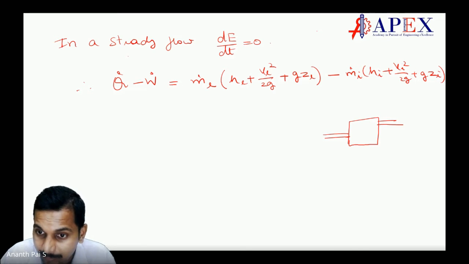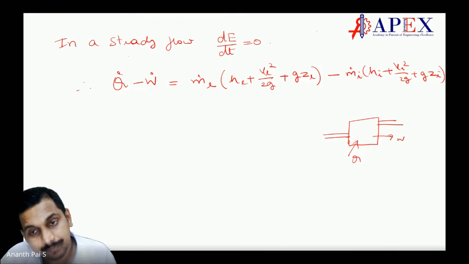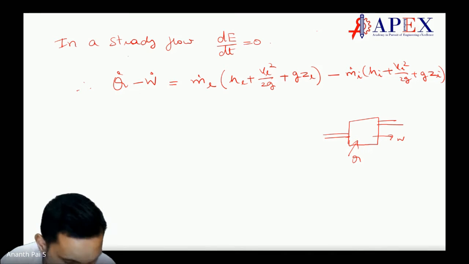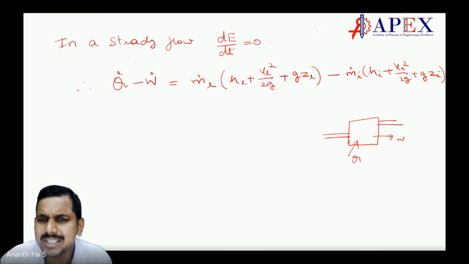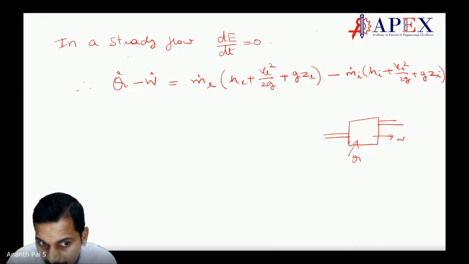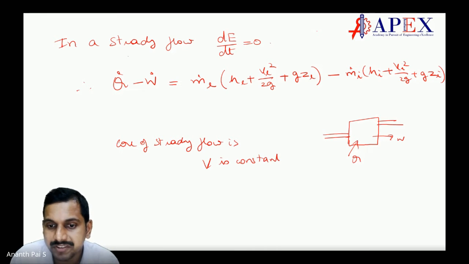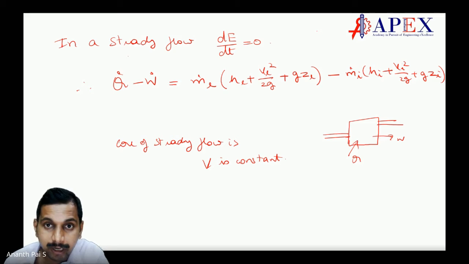In the sense that you have heat here, Q, you have work being done, on this side or that side, anyhow it can be. Now, when you consider steady flow, what do you mean by steady flow generally? Velocity remains constant. The core of steady flow is that velocity is constant, students. If velocity is not constant, it is not a steady flow.